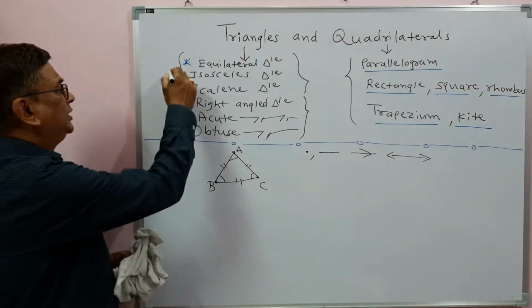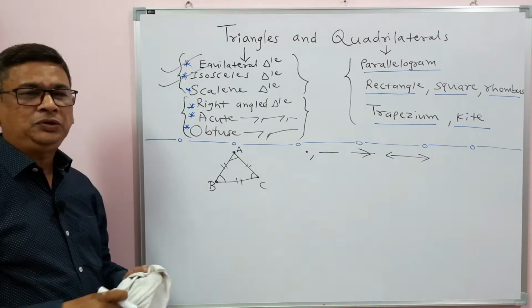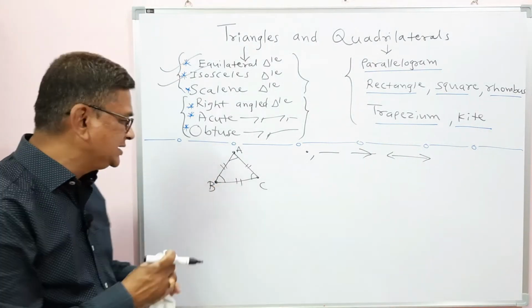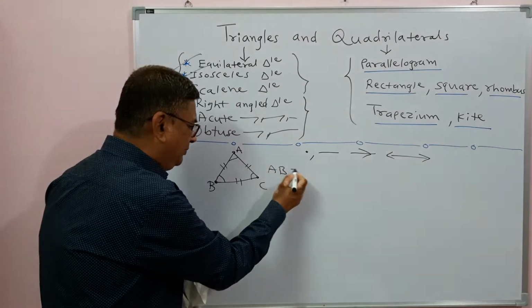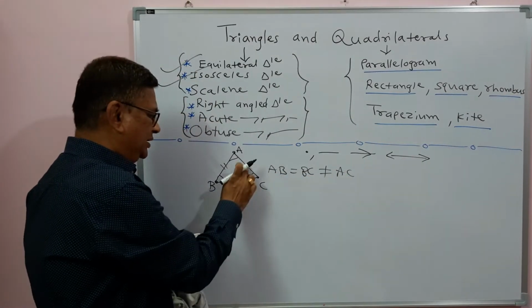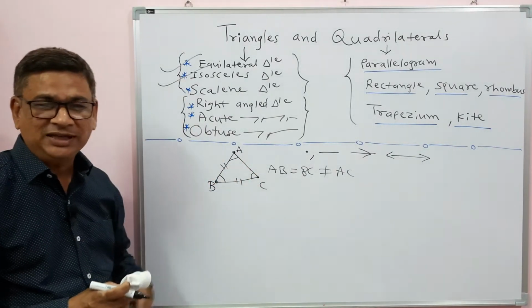Now the second one is called an isosceles triangle. In an isosceles triangle only two sides are equal and the third side is different. For example, if you have here AB equal to BC but not equal to AC, so this now becomes an isosceles triangle.